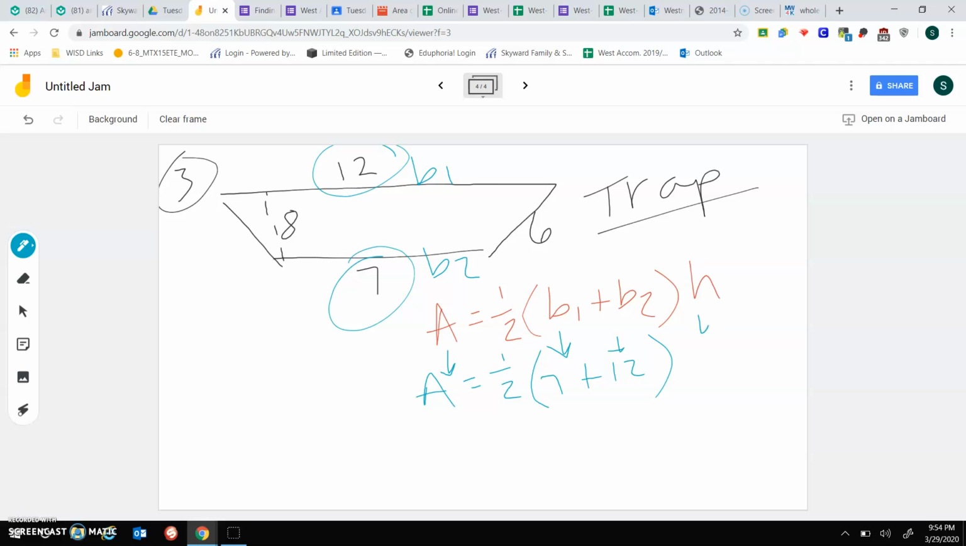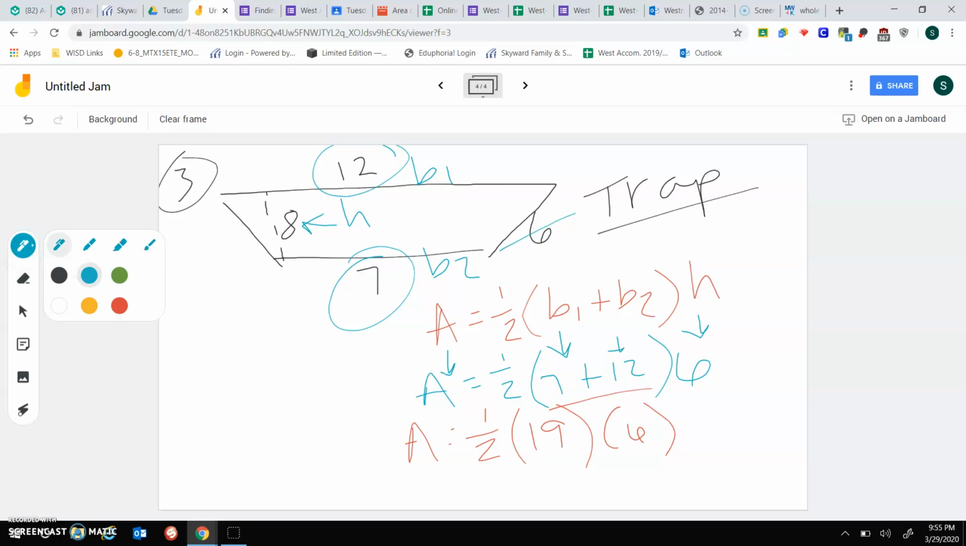And what's our height? This is my height. 8 is my height. 6 is just a side. It's not straight up and down. Height has to be straight up and down, so I don't need that. And now we just follow PEMDAS. We do our grouping first. 7 plus 12 is 19. Times 6. Multiply 19 times 6.